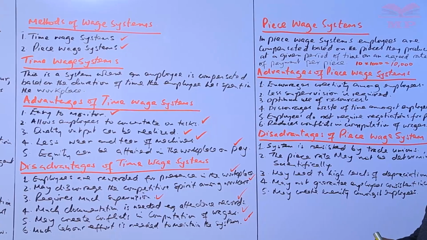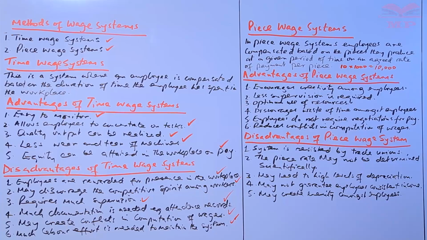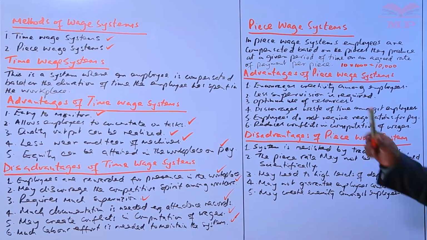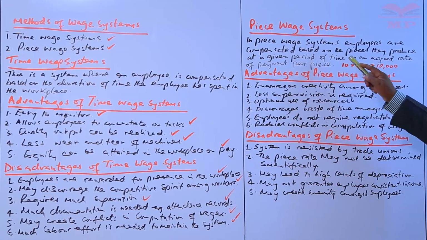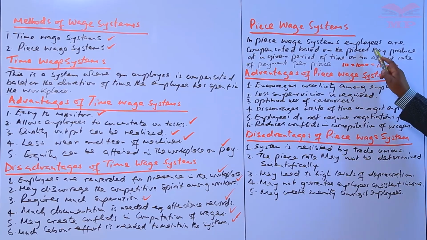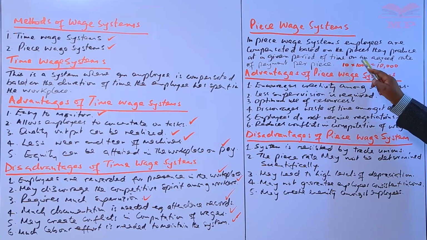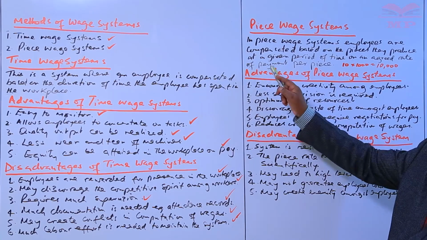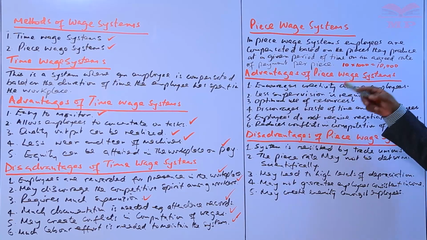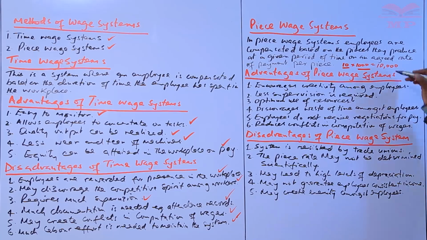Then, dear learner, we have also looked at piece wage systems, and we have taken note and said that in piece wage systems, employees are compensated based on the pieces they produce at a given period of time on an agreed rate of payment per piece. And we gave an example: an employee can produce 10 pieces at 1,000 shillings per piece. The wage there will be 10,000.